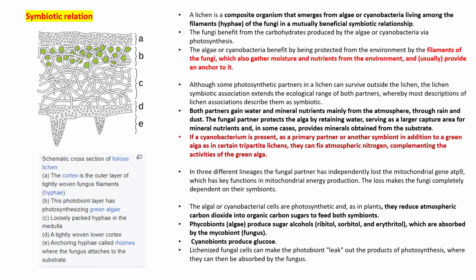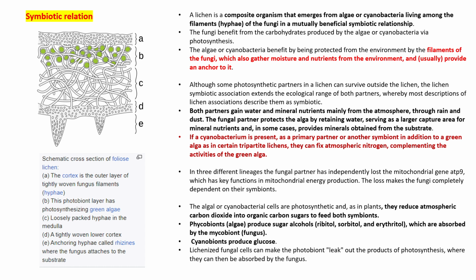And the fungal partner protects the algae by retaining water and serving as a larger capture area for the mineral nutrients, because it is spread around because of its hyphae. So it has a larger area to capture the mineral nutrients. Also it provides the minerals that are available in the environment.